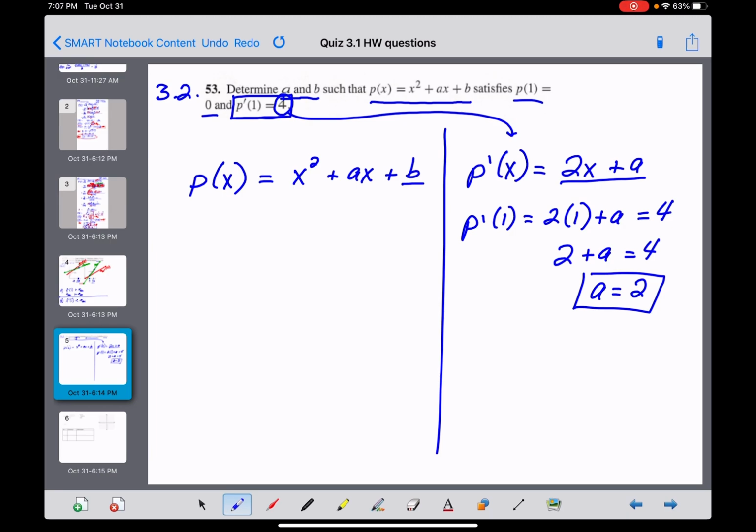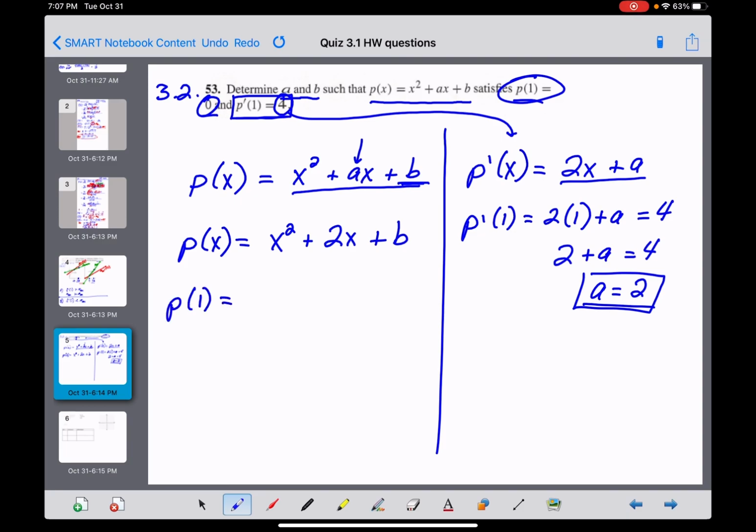And now that I know that a is 2, I can go back over here on the left and deal with the fact that now we know this value right here, which means that b is really the only unknown. So what do we have here, guys? I can rewrite p of x now to be x squared plus the a we now know is 2, so that's a 2x plus b. And now I can use, boy, this is spaced out weird, p of 1 is equal to 0. So p of 1 is going to be 1 squared plus 2 times 1 plus b, and all of that, it said, should equal 0.